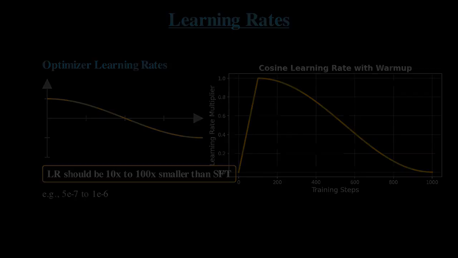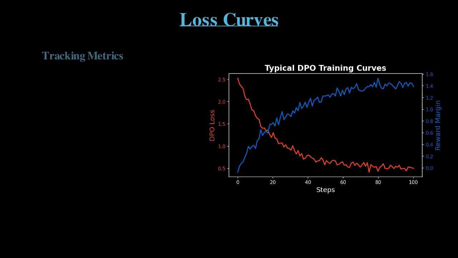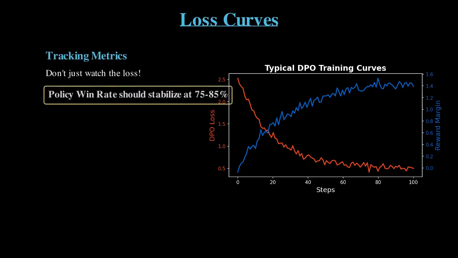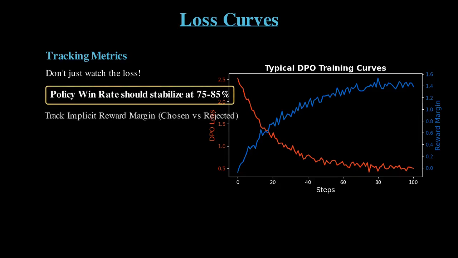When monitoring a DPO run, the loss curve alone is misleading. You must track 3 specific metrics: policy win rate, chosen reward, and rejected reward. The implicit reward of the chosen sequence should steadily increase, while the rejected sequence reward decreases. The margin between them should logically widen. However, if the policy win rate hits 100% too early, your model has over-optimized and simply memorized the dataset. A healthy DPO run typically stabilizes at a win rate around 75 to 85%.